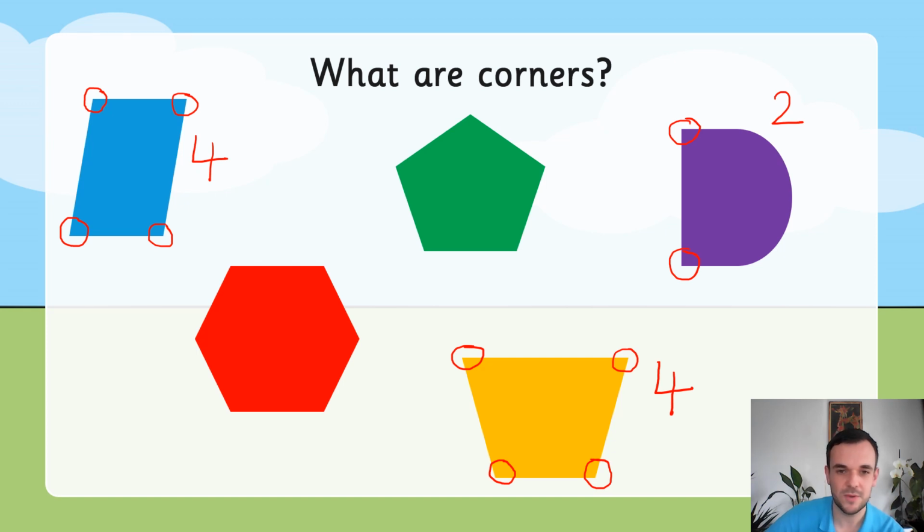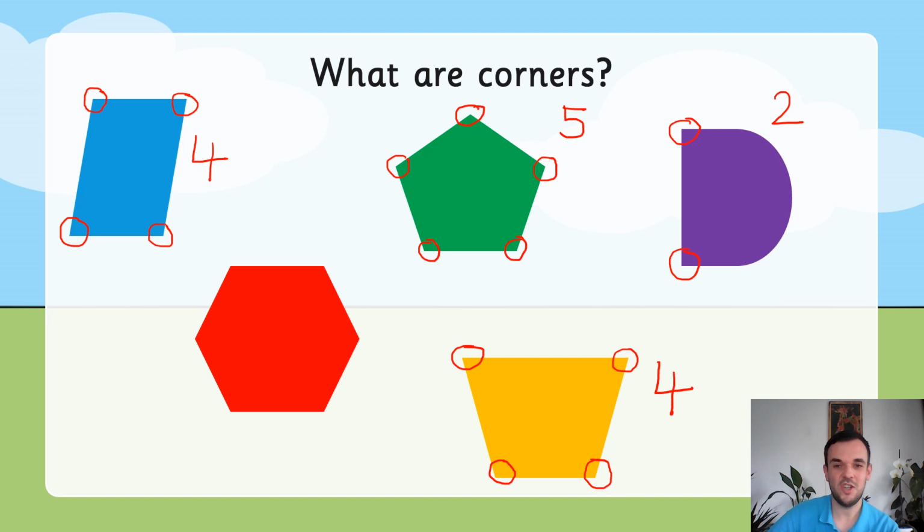Well, let's put circles around them. There's a pointy corner here, 1, another pointy corner here, 1 here, 1 here, and 1 here. So this has got 1, 2, 3, 4, 5. The green shape has got 5 corners.